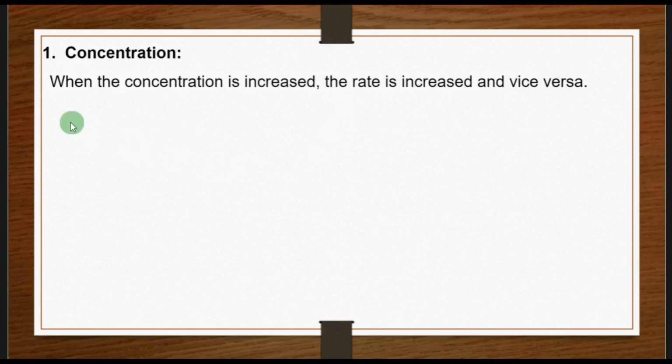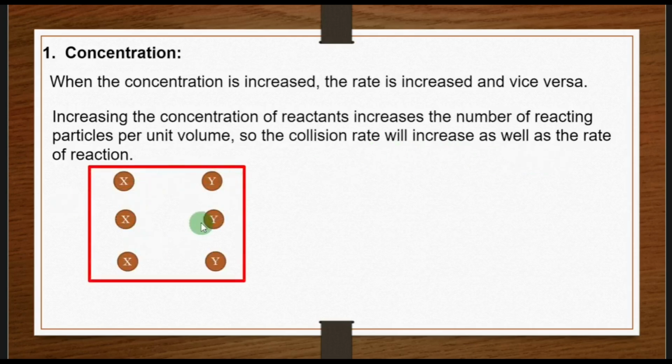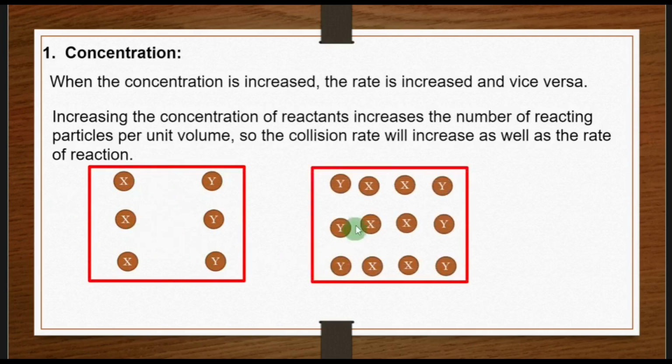Why is it like that? Increasing the concentration of reactants increases the number of reacting particles per unit volume. So the collision rate will increase, as well as the rate of reaction. Meaning, for instance, if you have particles that are scattered like this, not concentrated, and others that are concentrated like this, here they will not react faster, but here they will react faster.